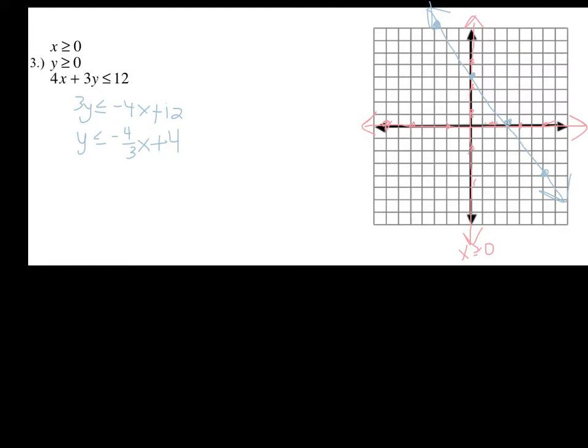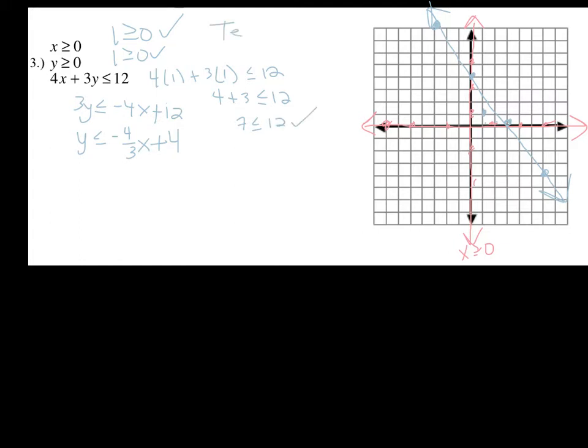Now I can't use 0, 0 because it's on my first 2 lines, so I'm going to shift and use the point 1, 1 instead. If I plug 1, 1 into my first equation, I get 1 is greater than or equal to 0. That's true. Plug into the second one, I get the same thing. Plug it into the third one, I have 4 times 1 plus 3 times 1. Is that less than or equal to 12? Well, 4 plus 3, I get 7. Yes, that is less than or equal to 12.